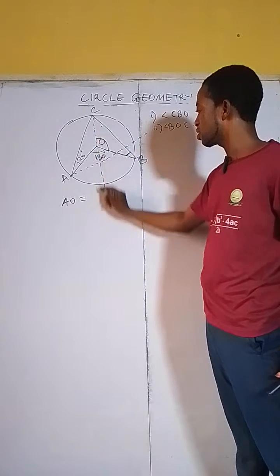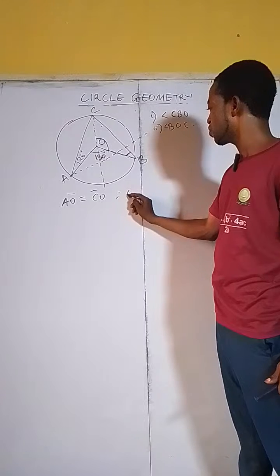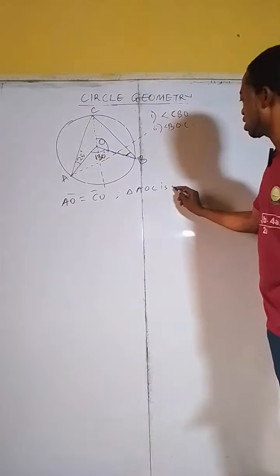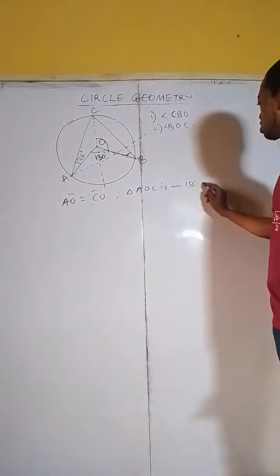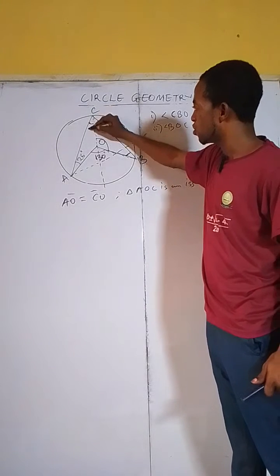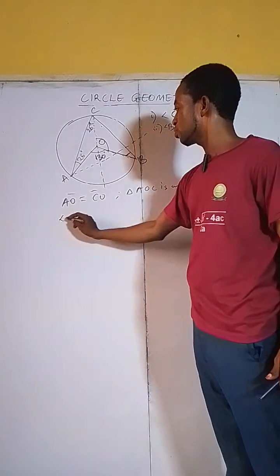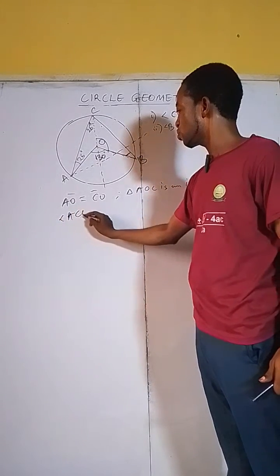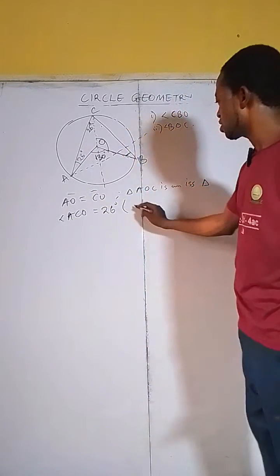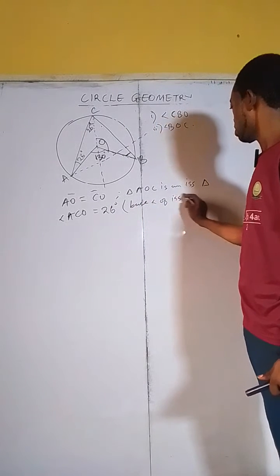But here, they even help us by drawing this line, and that makes line AO equal to line CO, and those are radii. So therefore triangle AOC is an isosceles triangle. So we can say base angles are equal. So this angle here will be 26 degrees, which implies that angle ACO, the angle I mark now, is equal to 26 degrees. We can say that's base angle of an isosceles triangle.